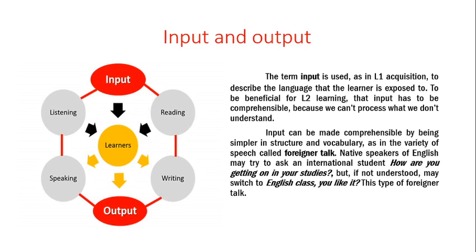Input and output. The term input is used in L1 acquisition to describe the language that the learner is exposed to. It is also beneficial for L2 learning. But input has to be comprehensible because we can't process what we don't understand. Input can be made comprehensible by being simpler in structure and vocabulary, and in the variety of speech called foreigner talk. Native speakers of English may ask an international student, "How are you getting on with your studies?" But if not understood, may switch to, "English class. Do you like it?" This type of foreigner talk.